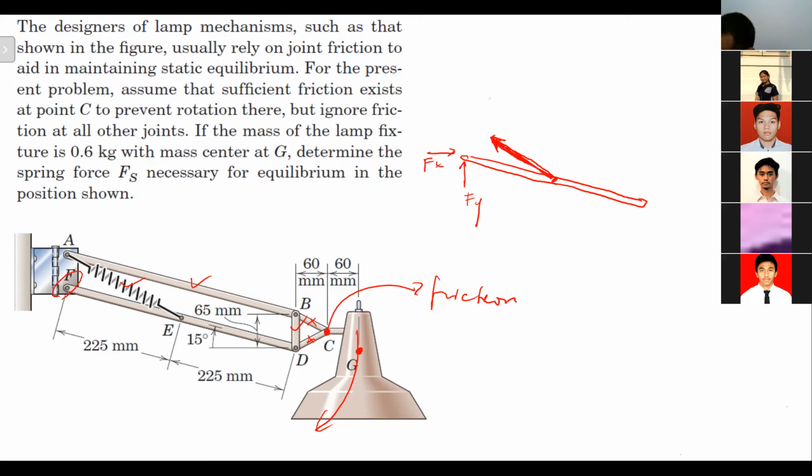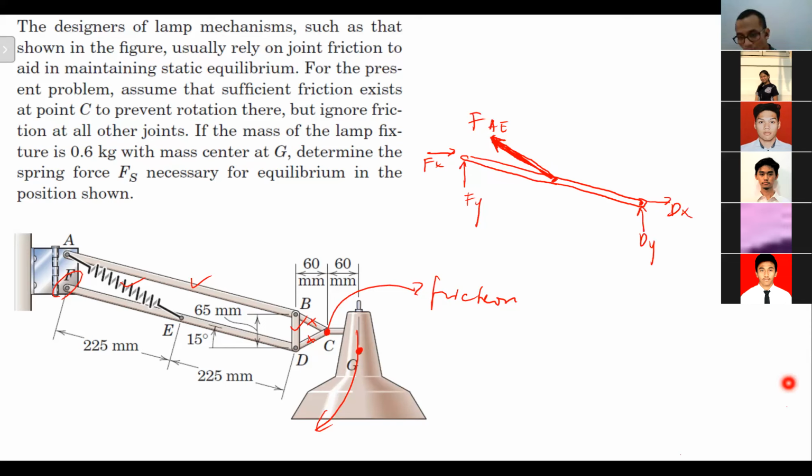This one is FAE. What else? Then at point D there will be an external force as well, due to joint D there. So there will be Dy and Dx.